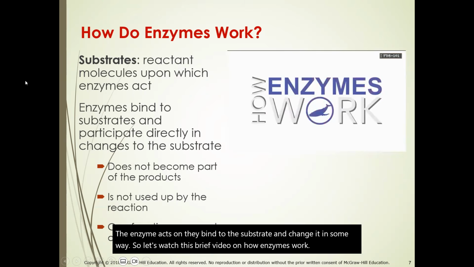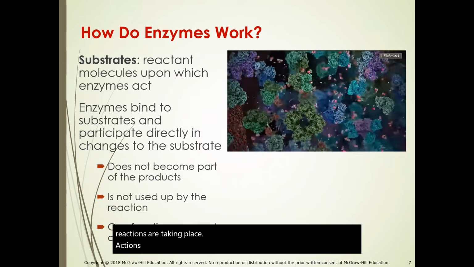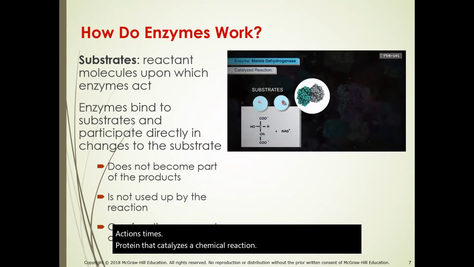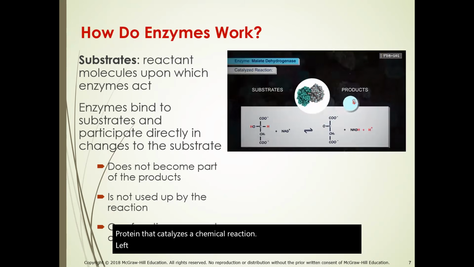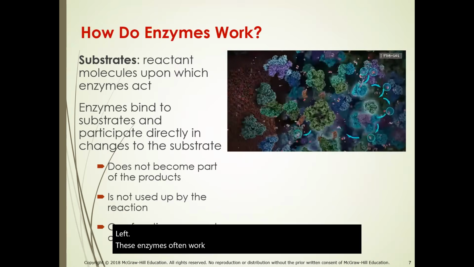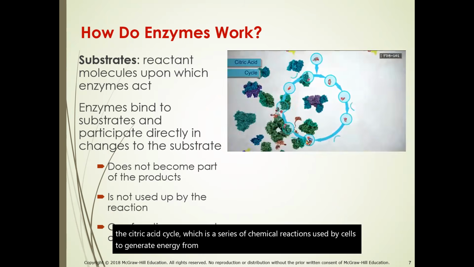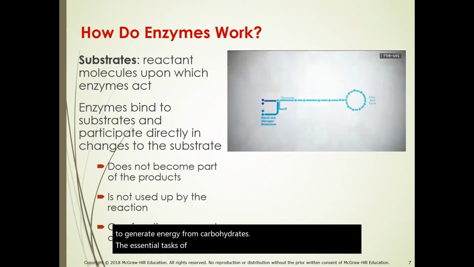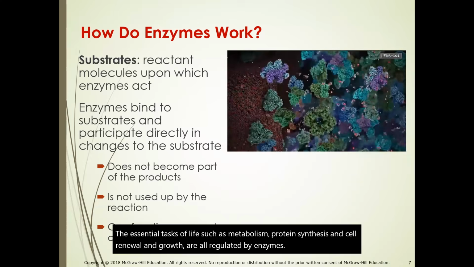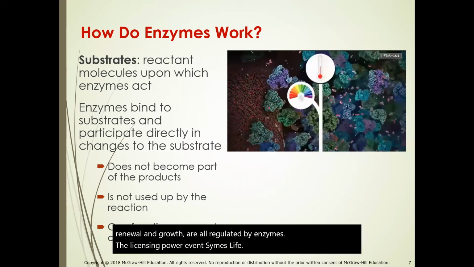Every single second, inside every living cell, thousands of chemical reactions are taking place. These reactions are performed by enzymes. An enzyme is a protein that catalyzes a chemical reaction. It initiates the reaction, speeds up the reaction's progress, and makes sure the outcome is always the same. These enzymes often work together to form longer pathways, such as the citric acid cycle, which is a series of chemical reactions used by cells to generate energy from carbohydrates. The essential tasks of life, such as metabolism, protein synthesis, and cell renewal and growth, are all regulated by enzymes. The life-sustaining power of enzymes lies in the fact that they catalyze reactions in mild conditions of pH, temperature, and atmospheric pressure.